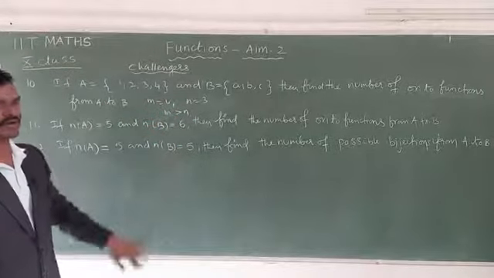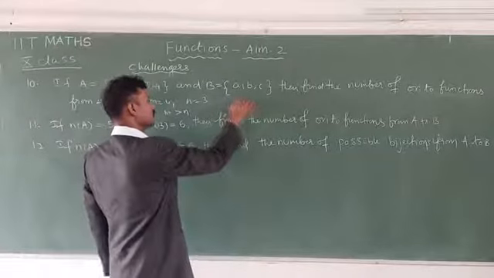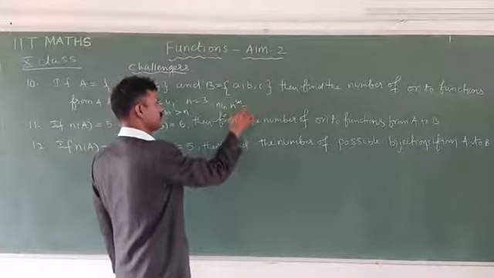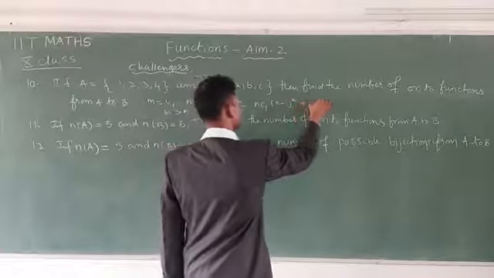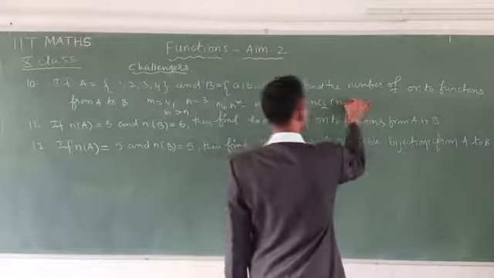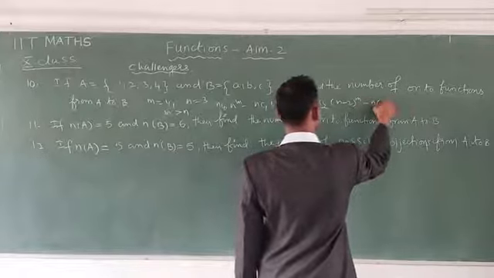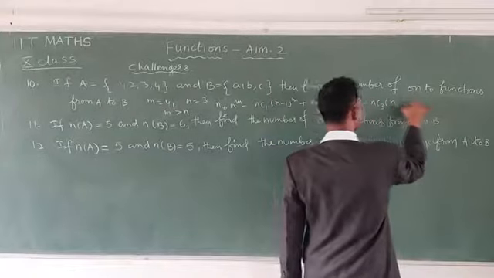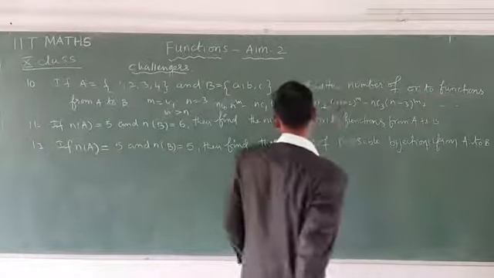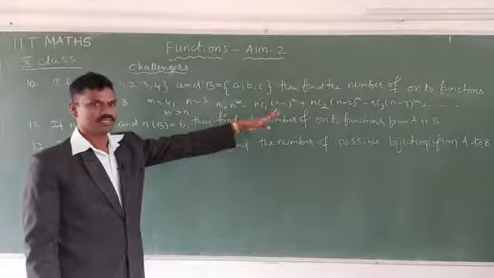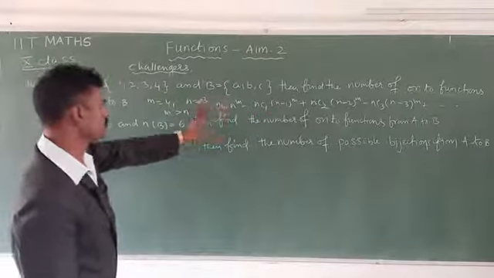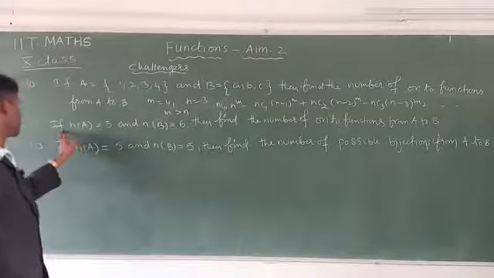Then you can apply the formula n^m minus nC1 (n minus 1)^m plus nC2 (n minus 2)^m minus nC3 (n minus 3)^m plus and so on. You substitute the m and n values in this expression, then you will get the number of onto functions.